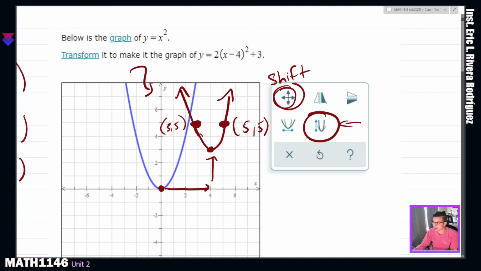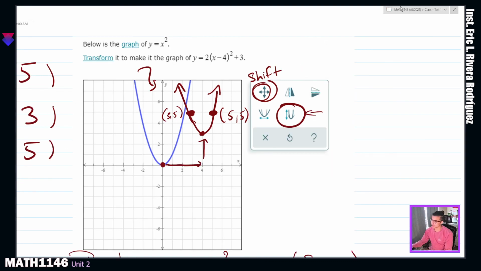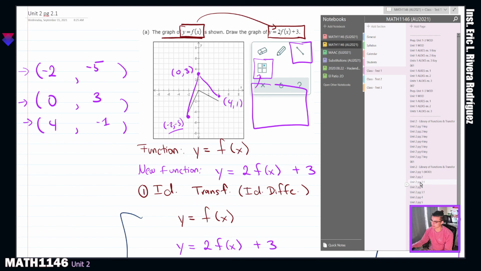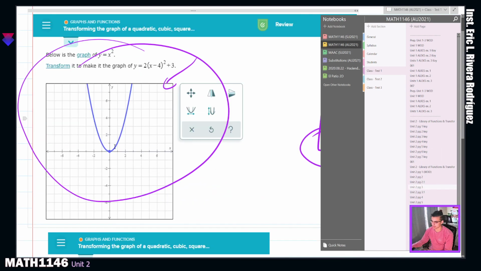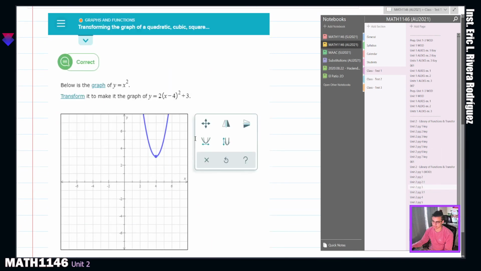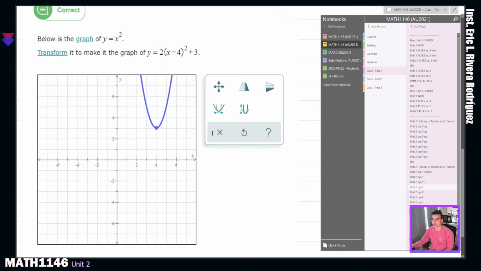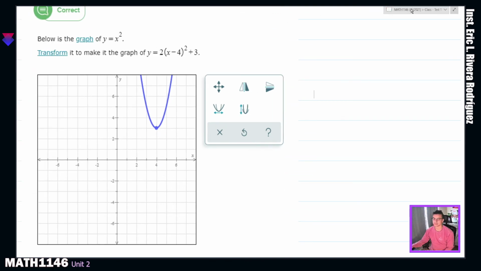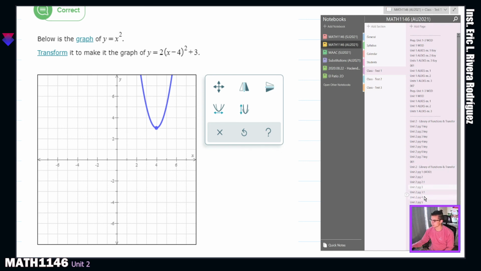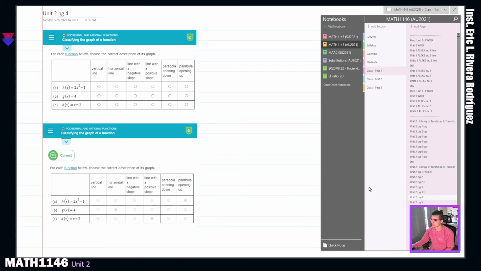The other tools are for reflections, and this one is for horizontal stretch or compression. The final answer looks like this. That's the final answer in Alex. Any questions here?